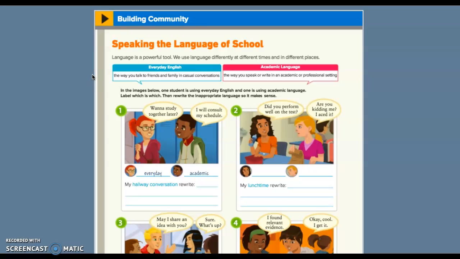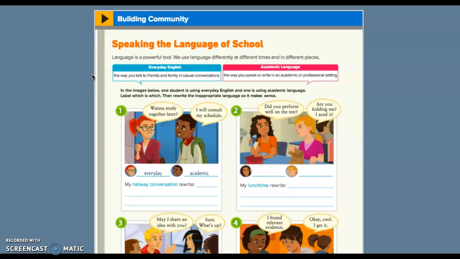So, for example, the way that I talk to my kids at home while we're doing chores is probably different than the way I talk to Mr. Mata when I have a meeting with him, right? Does that make sense? Or the way that you guys talk to me is probably different than the way you talk to your best friend. Or the way that you talk to your parents is probably different than the way you talk to somebody at school. All right, let's think about that for a minute.